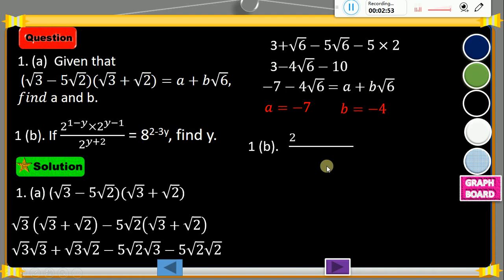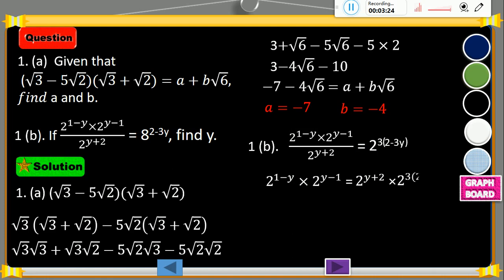Then 1b is on indices. First, we need to make all the terms have the same base. So therefore, 8 will be changed to base 2. Now we have succeeded in converting 8 to base 2. Then we are going to multiply out, then cross multiply. You have that. All are now in base 2.